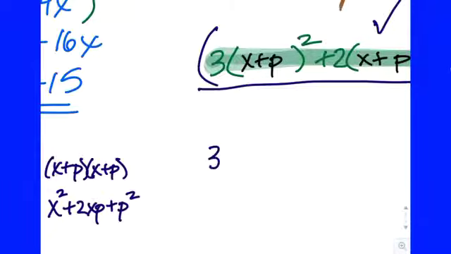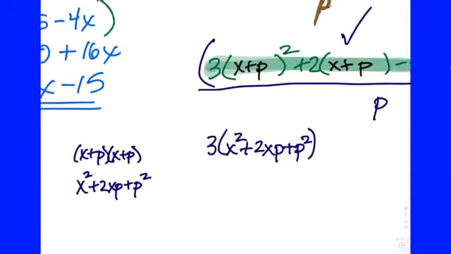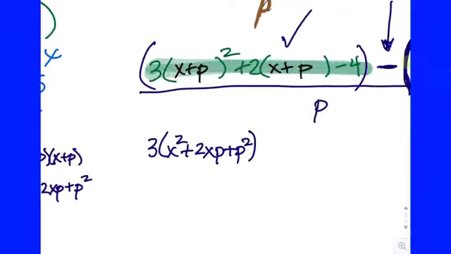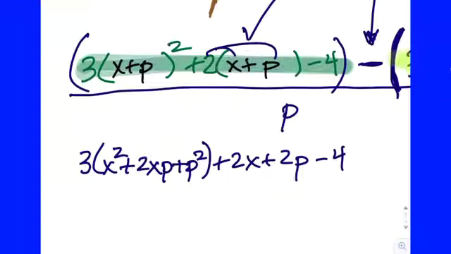So bringing that in, I get 3 parentheses x squared plus 2xp plus p squared. Don't forget the 2, okay? Because when you do inner and outer, you get xp plus xp. All right, and the next one, I'll just distribute that 2, and I get plus 2x plus 2p, and then I get minus 4. So that is me just expanding partially that first term in the numerator.